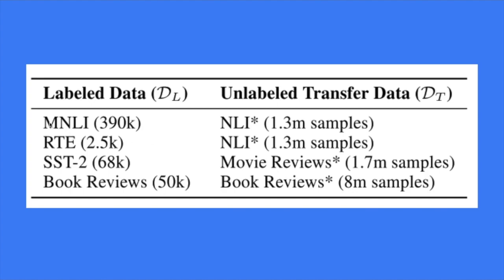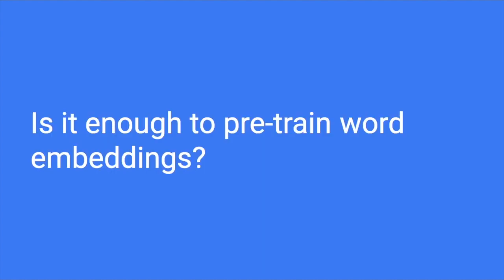Okay, so for the rest of the inference tasks, RTE has very small data points, and you have larger unlabeled transfer data. And the natural language inference data set has a lot of data points, and they also use the same natural language inference data set as transfer data. So this is the setup.